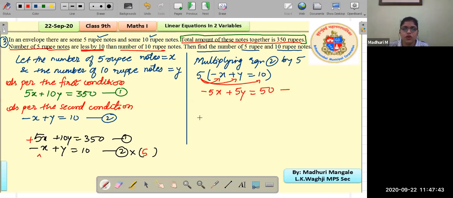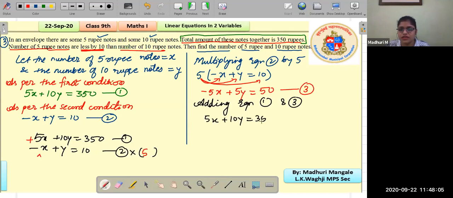And now we are going to add equation 1 and equation 3. So that is 5x plus 10y equals 350 with minus 5x plus 5y equals 50. So now let us quickly add. I hope you all are solving with me, right? I'm going to give you 10 seconds. Go ahead and find out what is y. 10 seconds, students.